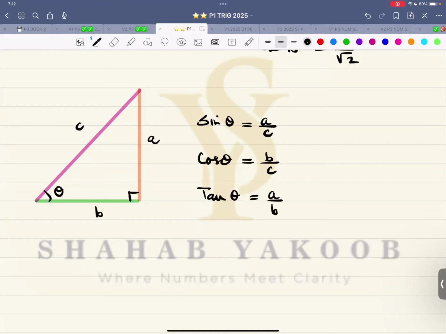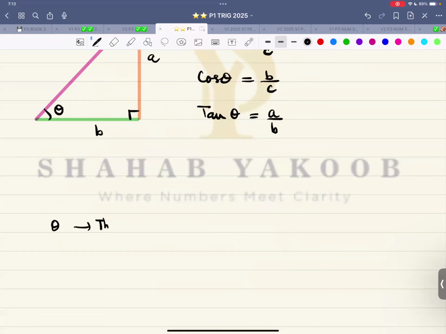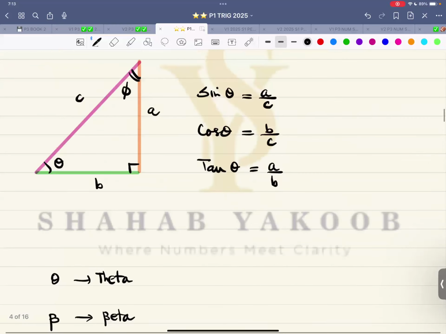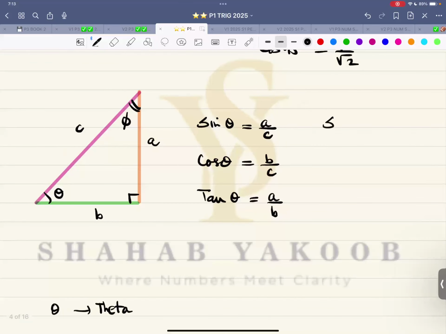All good? Now, if this is theta, let me label this thing as phi. So this is theta. Some people call it theta also, no issue. This is beta. And this is phi. So now, if I talk about sine of phi, that would be B over C. Cosine of phi, not theta, cosine of phi, that is A over C. Tangent of phi, that is B over A.